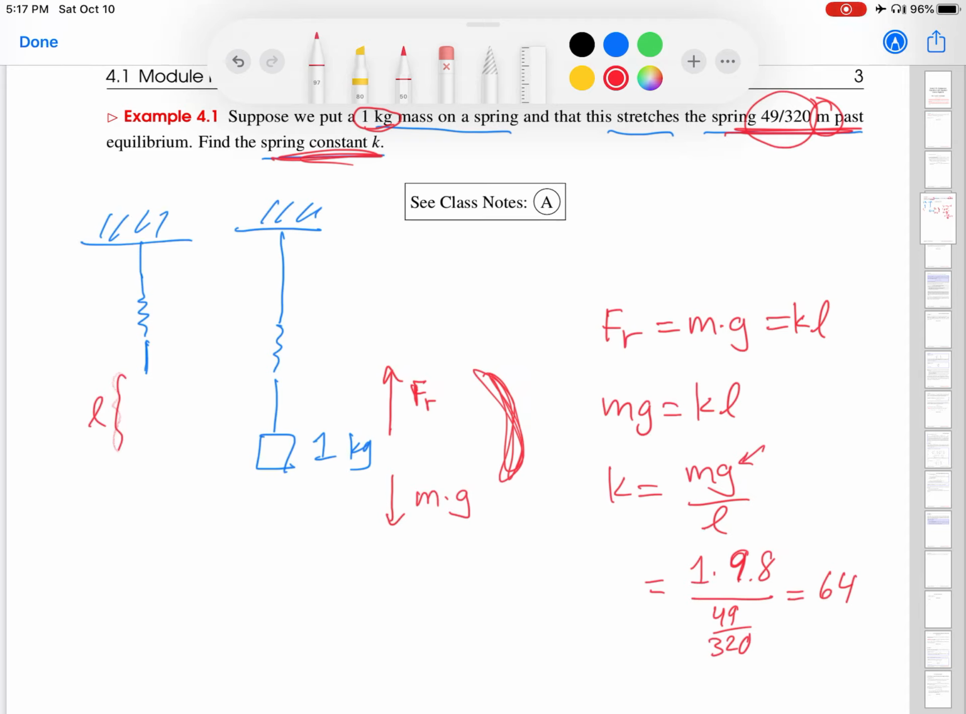And the units of K are useful to know. You can tell that from this version of K. So mg, this is mass times acceleration, that's a force, so the units of that are newtons. And L, this is a length, so the units of that in SI units are meters. So K's units are the ratio of those two, newtons per meter. Okay, so we found our K value, and that's all that we wanted to do for this particular problem.